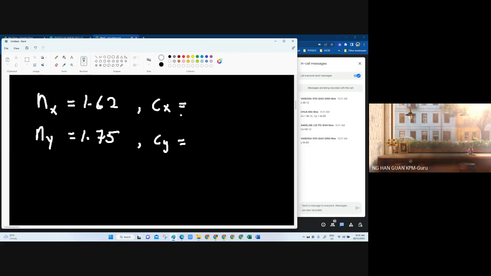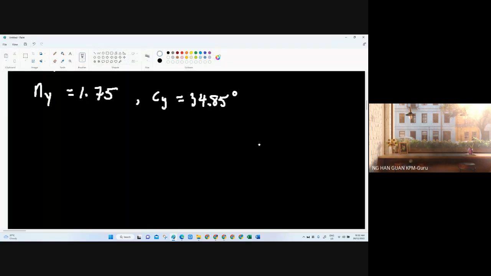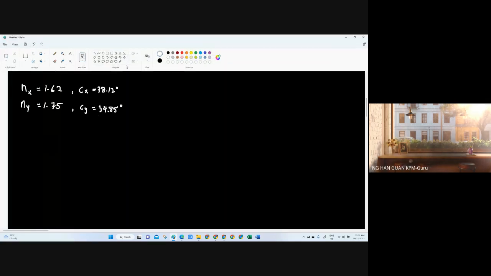Okay, so critical angle for x is 38.12 degrees, then for y it is 34.85 degrees. Okay, so that is the answer for the critical angle. So now, how do we understand this critical angle? Okay, let's say there is a borderline. Here there are two borderlines, and this is medium x. Here is medium y. This is air. Here is air.